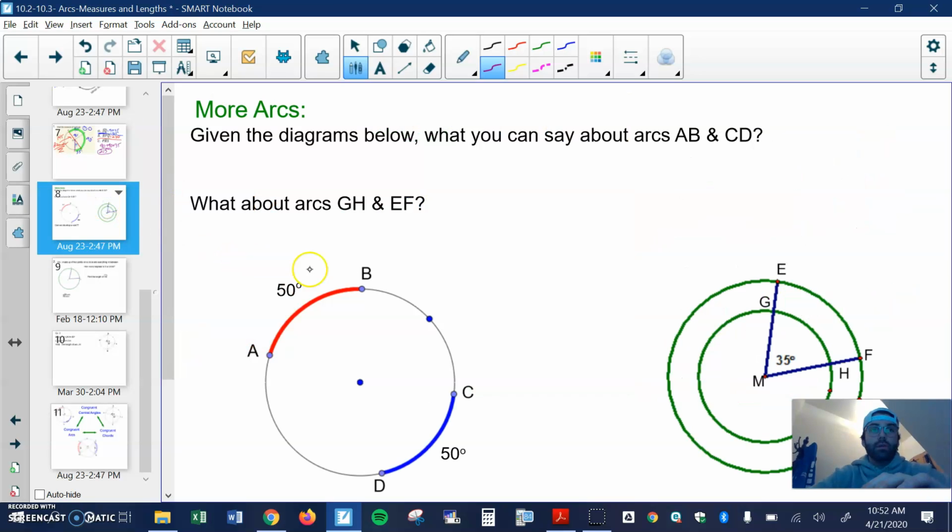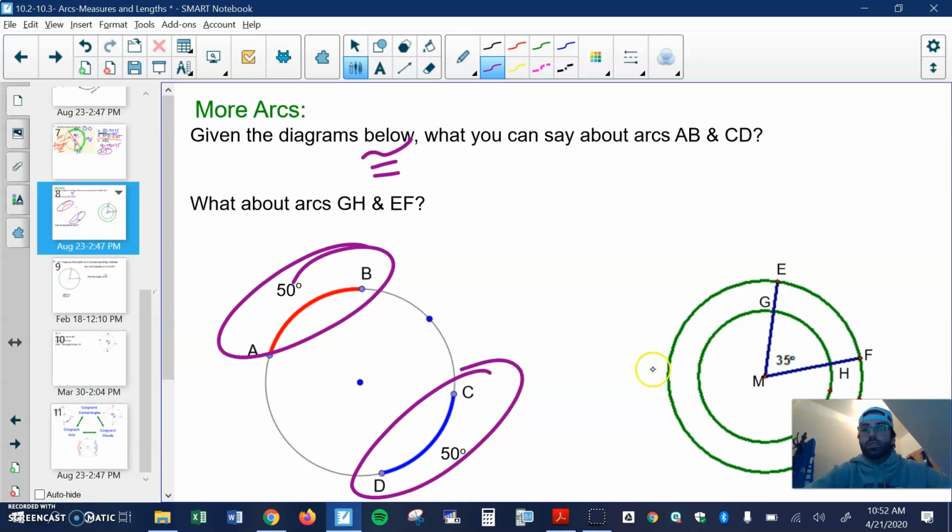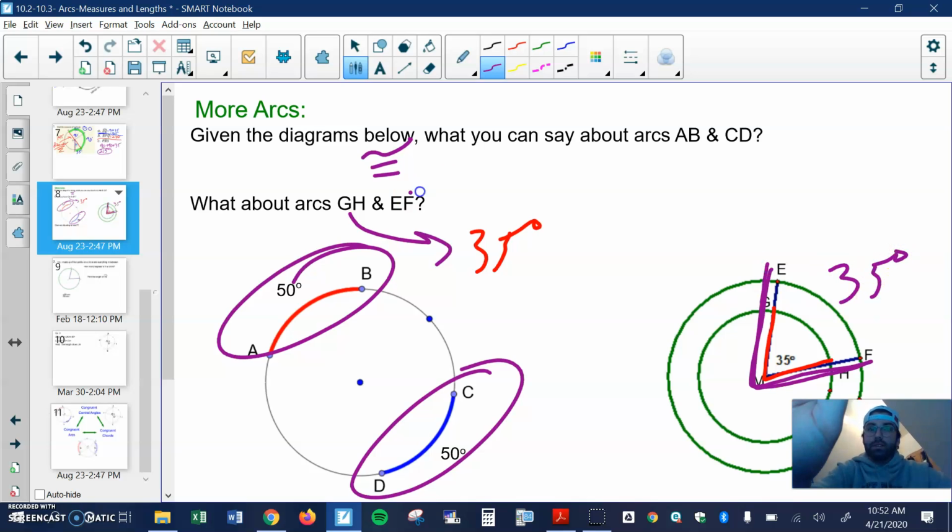Here we go. Given diagrams, what can you say about AB and CD? Well, they're congruent. They have the same measure. GH, what's the measure of GH? Well, if this is my central angle here, then GH is 35 degrees. Remember, those are concentric circles. EF is also 35 degrees. So that makes this 35 degrees, so they're congruent as well.